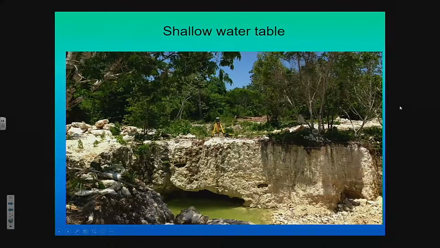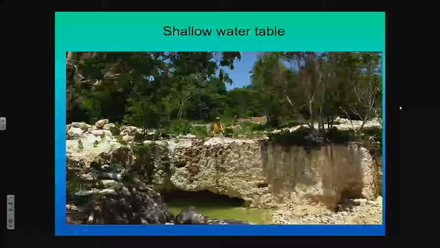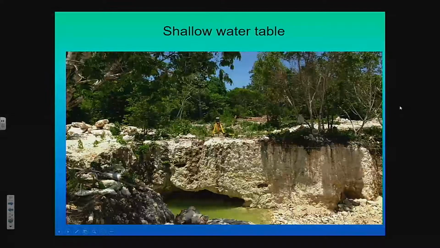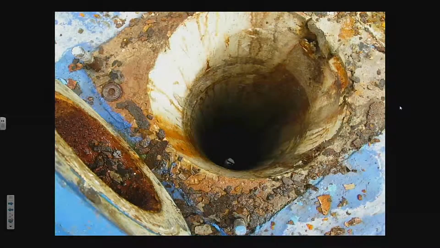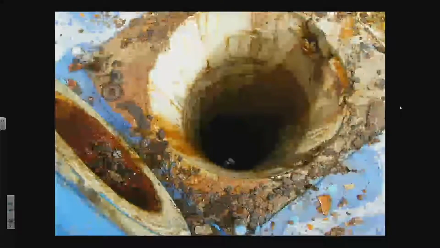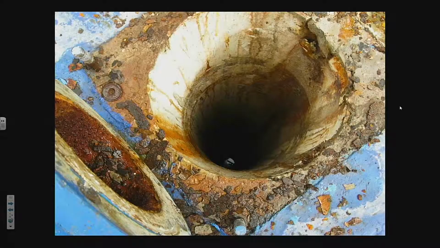Again, shallow water table. This is a small cenote we worked at a number of years ago. You can see this green water down here. And this is a well that they were fixing. If you look really carefully, you'll see some of the water level right there.